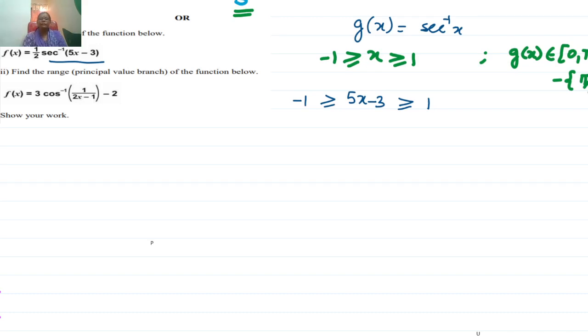Just take up the mental calculation if possible. Otherwise, you would work it out. Take up the mental calculation, I write down the final step. So what is the mental calculation? Minus 3, that is, you add 3 to all the sides.